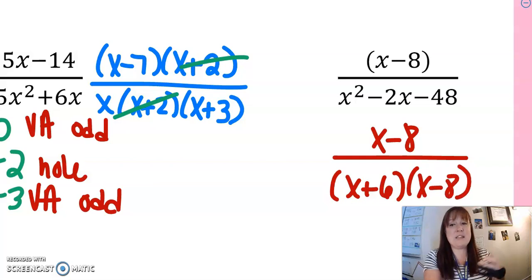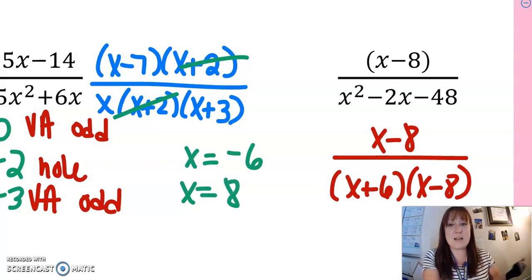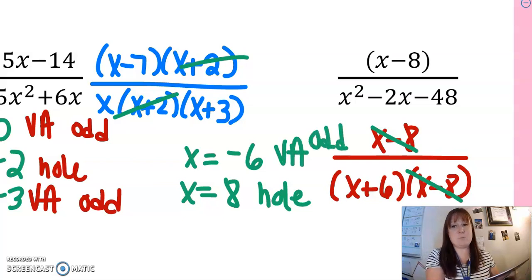And we cancel everything out that we can, okay? So we know we have a discontinuity. Let's start there. We have a discontinuity at x equals negative 6, and we have a discontinuity at x equals 8. And then we decide what cancels and what doesn't. Well, x minus 8 cancels, so that makes it a hole. x plus 6 does not cancel, that makes it a vertical asymptote. And then it's odd because the power of x plus 6 is 1, which is an odd power.